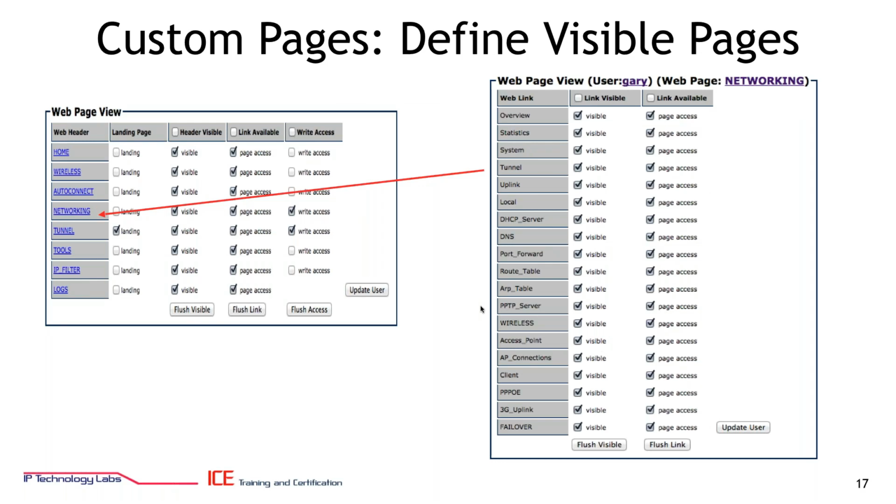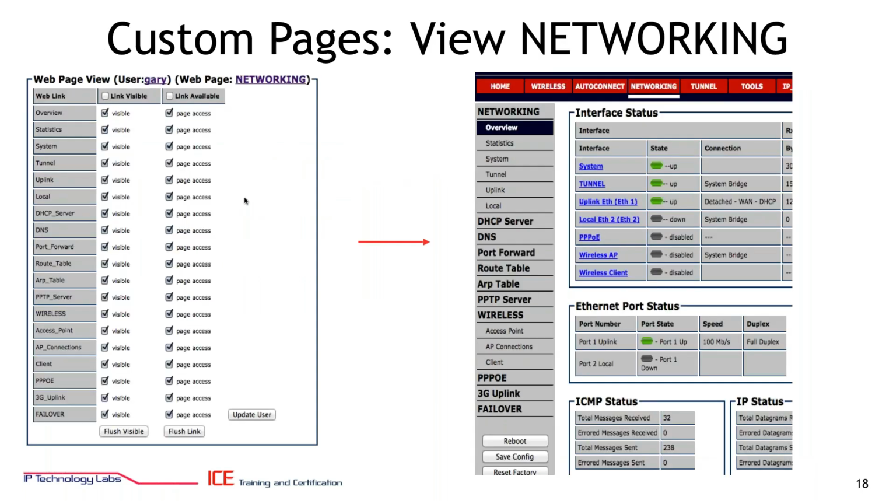Within each of the pages, so the tunnel, networking, those are the headers across the top. Within each of those headers, I can actually configure which pages underneath those headers are visible. So if I have networking and I have everything on, when this user logs in, he sees all of the information, all the links are available down the left side.